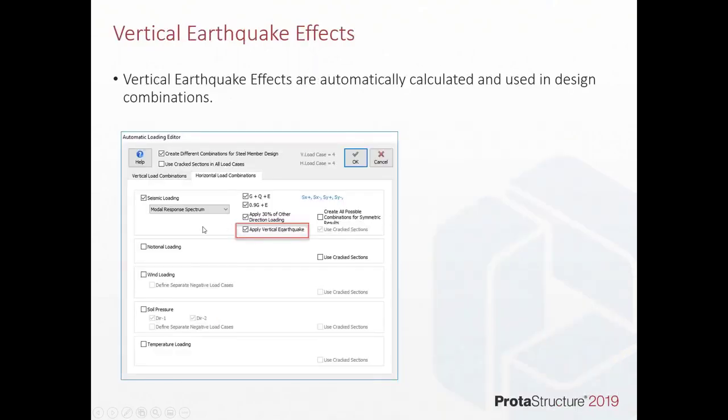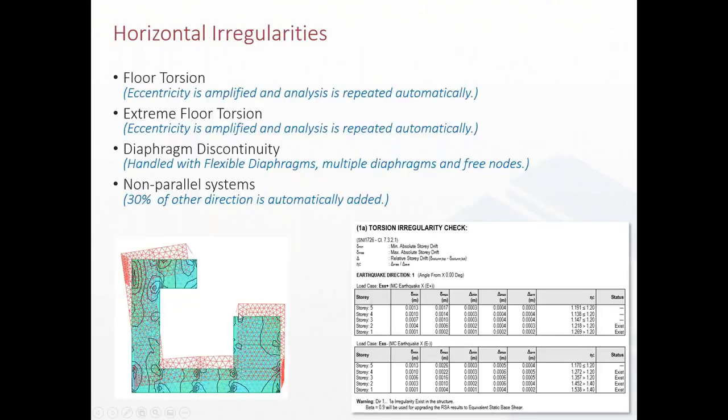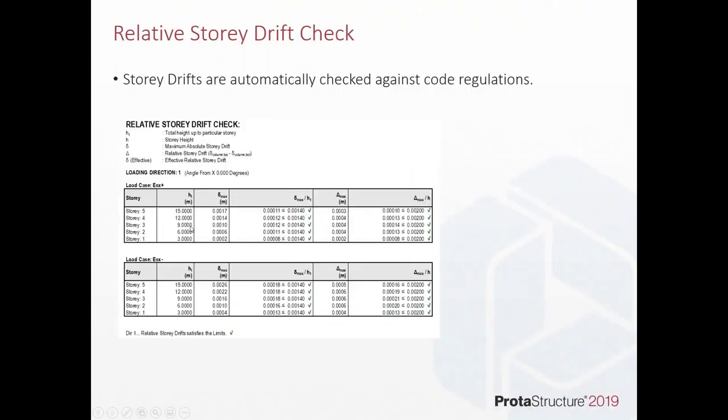I looked at this earlier: there's a vertical earthquake that can be considered. You can't really make a mistake in the software. If you do choose the wrong approach, the software will advise you. It will look at things like building dimensions and make sure that you're choosing the appropriate methodology for designing the structure. I talked a little bit about the horizontal regularity checks that we're doing, as well as vertical regularity checks. These are things like soft story, mass irregularity, and weak stories. All these are checked in accordance with the code.